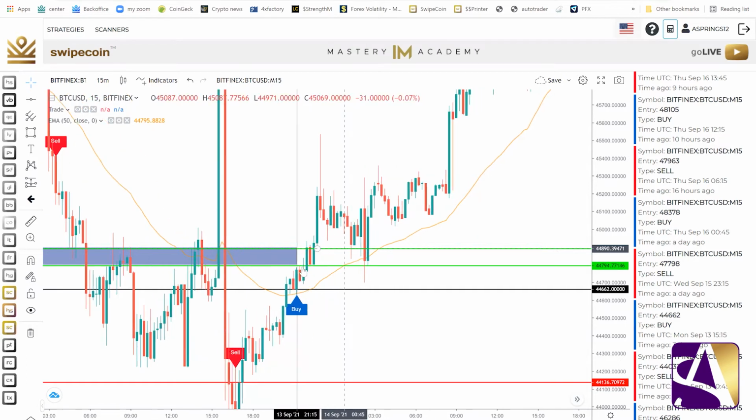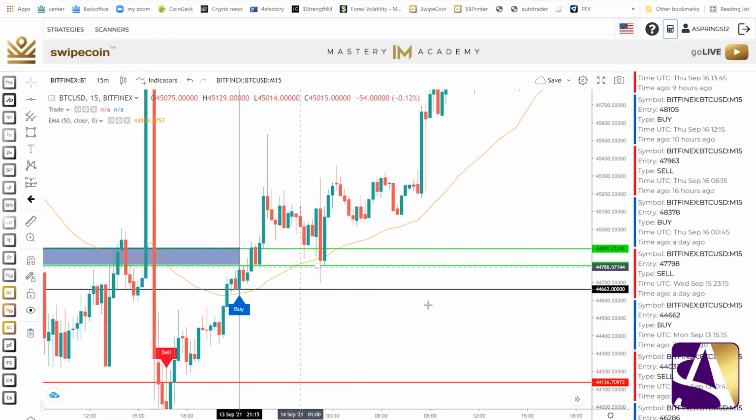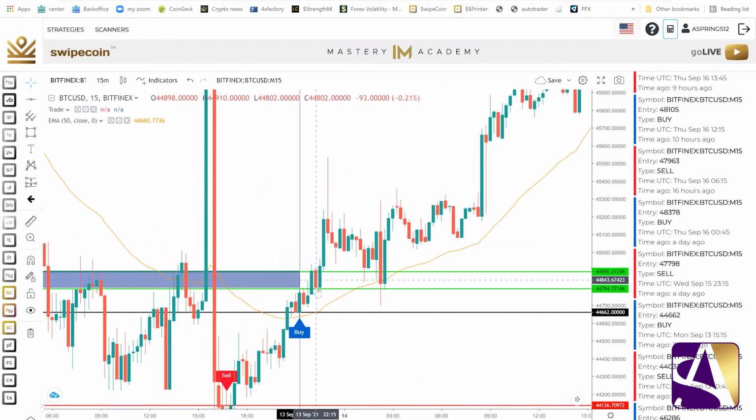But then it did generally what we anticipated it to do a little bit. It came back, tested the zone. You can see price stayed within our zone. So this is where we're looking to take the trade from. So we got the break and close, came back to test our zone.